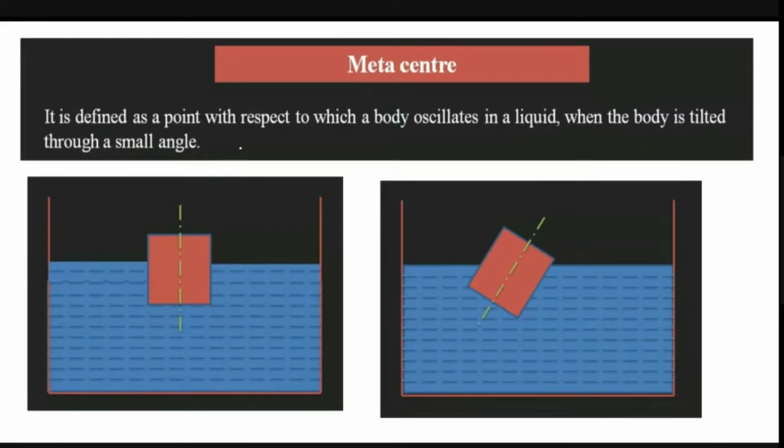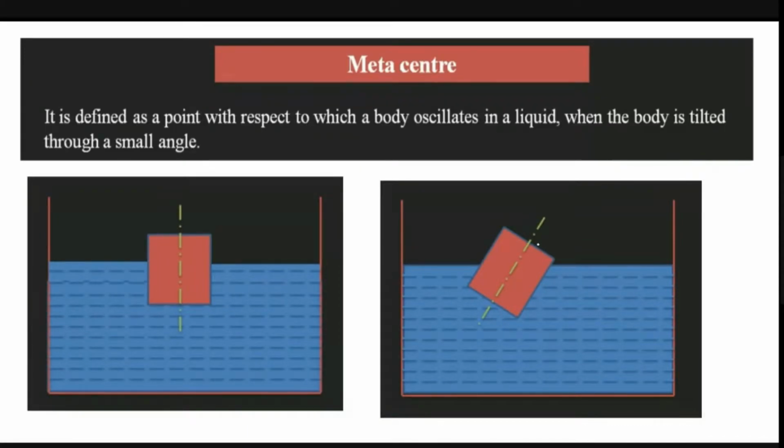It is defined as a point with respect to which the body oscillates in a liquid when the body is tilted through a small angle. It is only applicable for a partially immersed body, meaning a floating body. Suppose this is a floating body, and this is the neutral axis that I have indicated using this green pen.